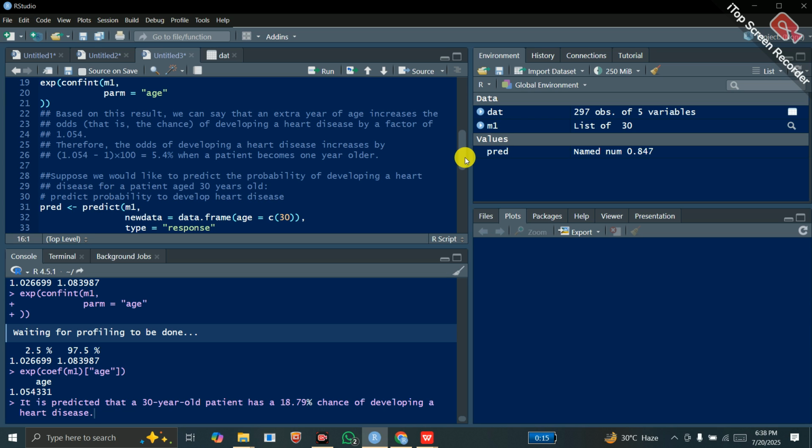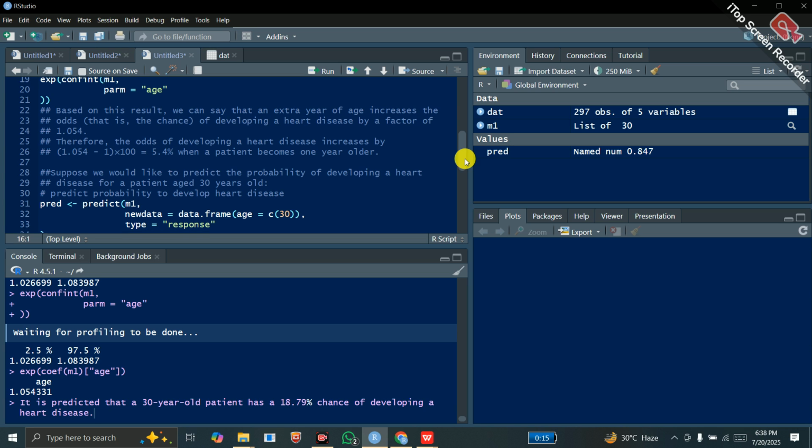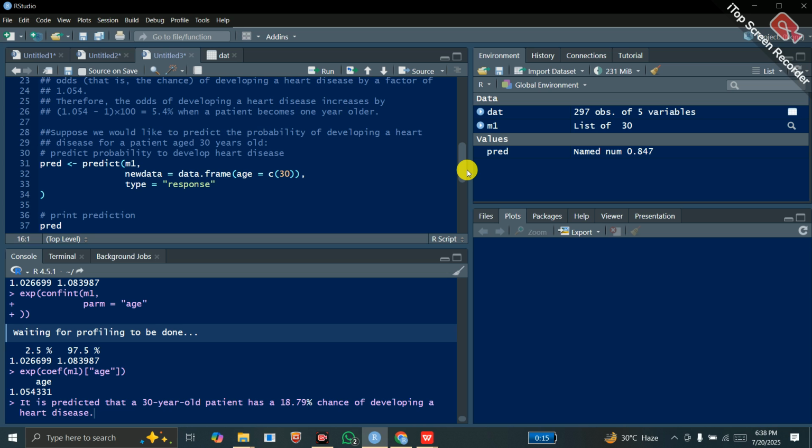Now let us suppose I would like to predict the probability of developing a heart disease for a patient of 30 years old. So I want to see what is the probability for a person who is 30 years old based on the results of this model. The command is predict. Predict is for prediction, and the argument is predict from this model, that is M1, and then comma newdata is equal to data.frame, age is equal to 30, and type response. If I click on this, it will predict the probability for me. So let me highlight all of this and now click run.